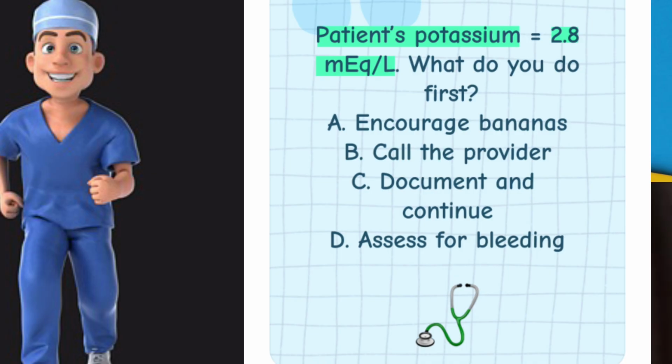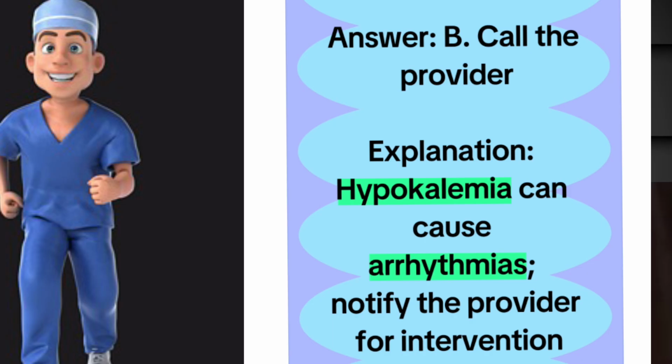Question 5, lab values. Patient's potassium equals 2.8 mEq/L. What do you do first? A, encourage bananas. B, call the provider. C, document and continue. D, assess for bleeding. B, call the provider. Hypokalemia can cause arrhythmias. Notify the provider for intervention.